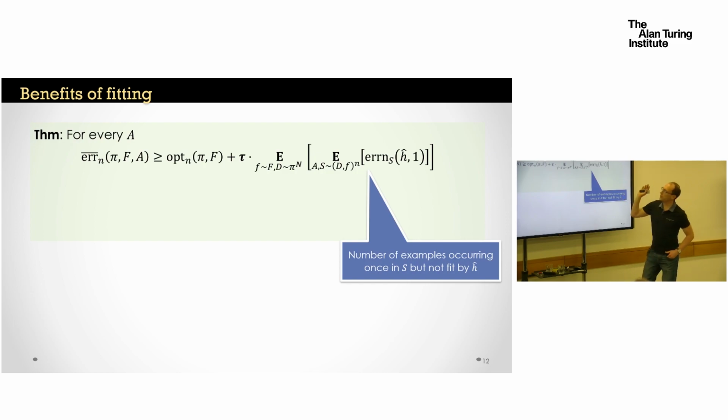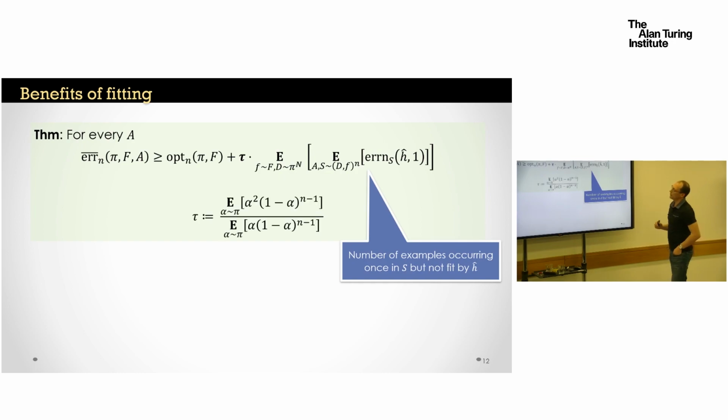So we're basically relating the error of the algorithm. We express the suboptimality of the algorithm in terms of the number of examples it doesn't fit. So there is some kind of multiplying factor here, which will determine how strong this suboptimality is. And this factor, it's not very important what it is.